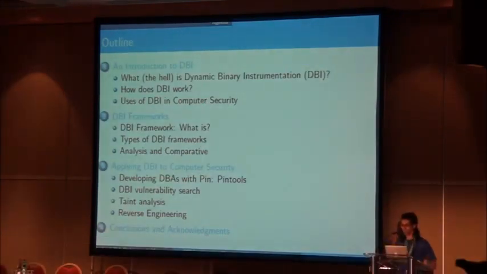So, this is the outline of the talk. First, I'm going to talk a bit about what is DBI, how does it work, and the main uses you can do for computer security. Then I will move to what is a DBI framework, okay? The types of DBI frameworks that we can find on the internet, and the analysis and the comparative that we have performed. Then I will show you some demos about how we can apply DBI to computer security, mainly for looking for vulnerabilities, for doing some timing analysis, and for reverse engineering. After that, the conclusion and the acknowledgements.